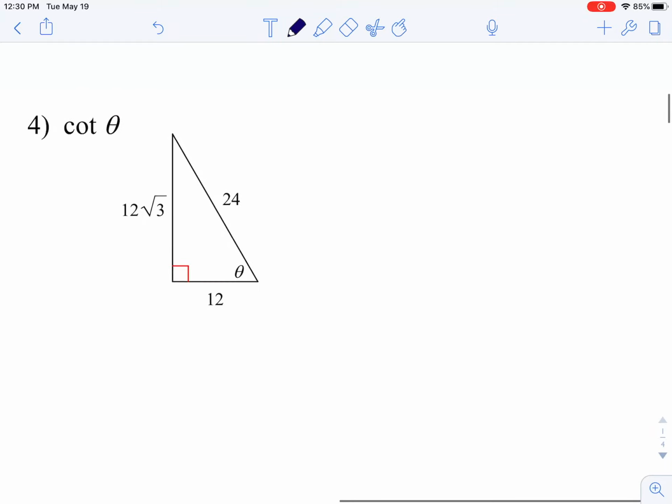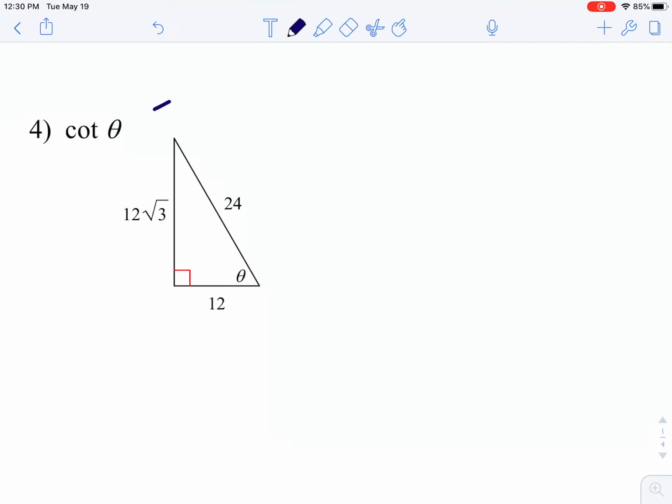Number 4, a cotangent problem. So cotangent, if you check your notes, was defined as adjacent over opposite. So here's theta. Our adjacent is this side, 12. And the opposite, the one across from theta, is over here. The other side, the hypotenuse, is kind of irrelevant. You don't really need to worry about that. So we need to make a fraction out of this.